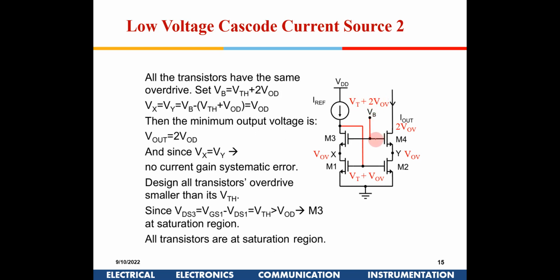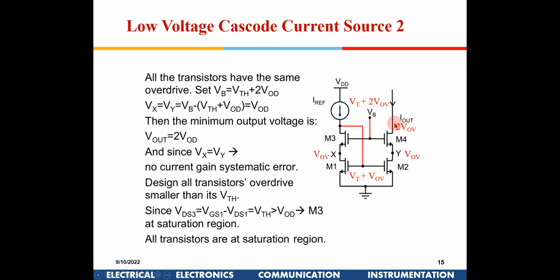Sir, pointer is very difficult to trace. Okay. Yeah. Okay. See, from here to here it is VT plus VOV. So now I am giving this voltage out here. From here VB I am giving externally, VT plus 2 VOV.